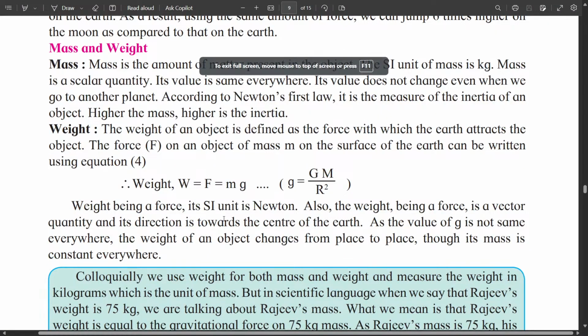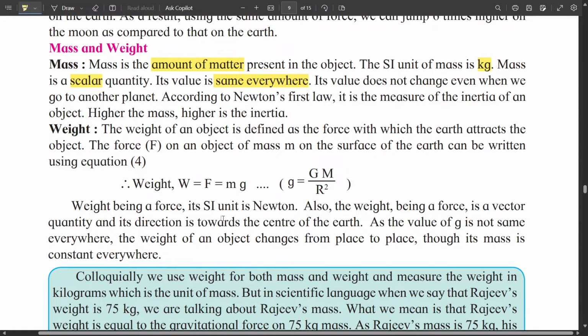Mass and weight. Mass is the amount of matter present in the object. The SI unit of mass is kilogram. Mass is a scalar quantity. Its value is the same everywhere. Its value does not change even when we go to another planet.